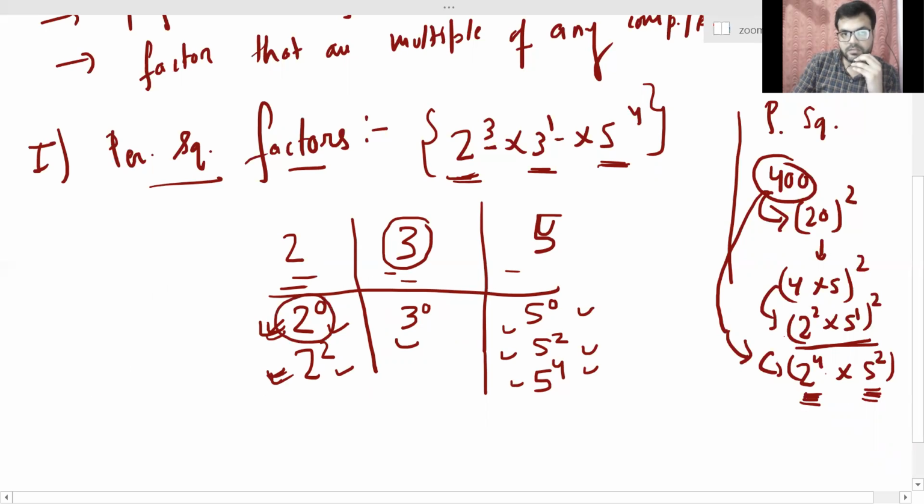If you start finding each perfect square factor separately, you can pick the first number from the first column, the first number from the second column, and the first number from the third column, and multiply all these. So 2 raised to the power 0 is 1, it is also 1, it is also 1. So 1 into 1 into 1 gives you 1, the first perfect square factor.